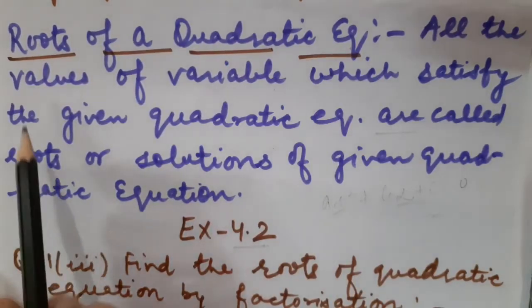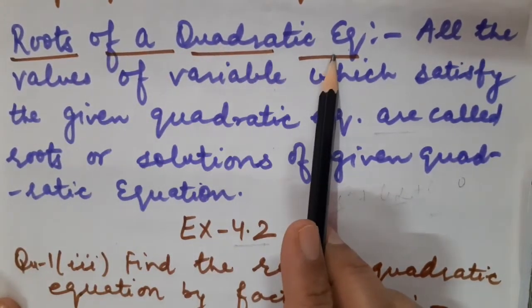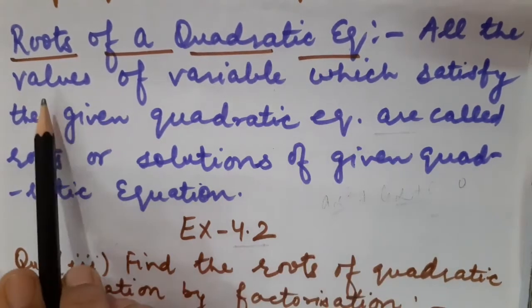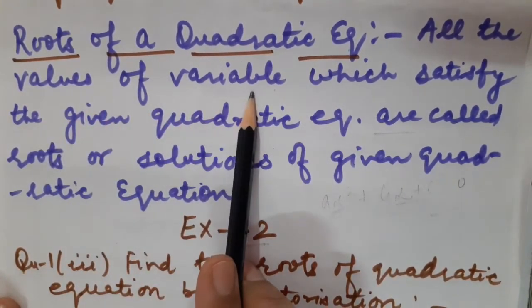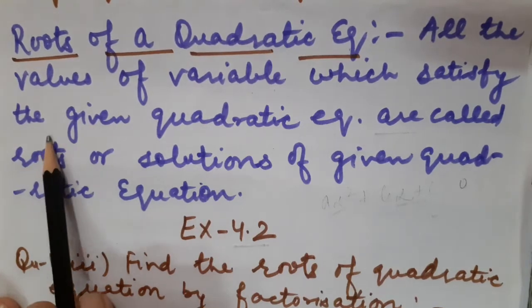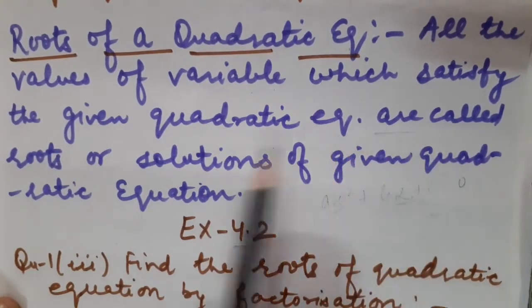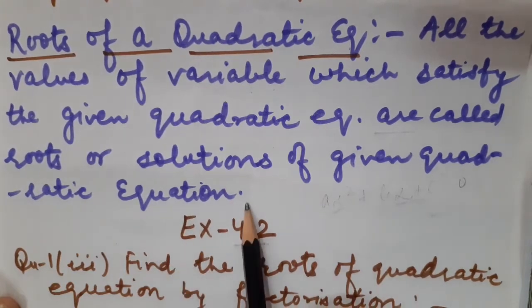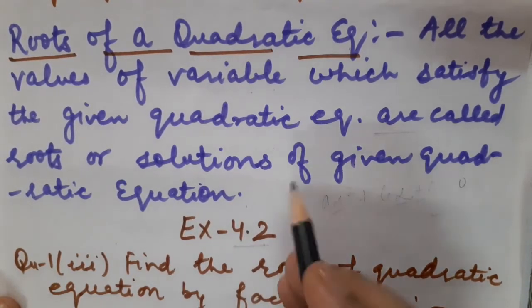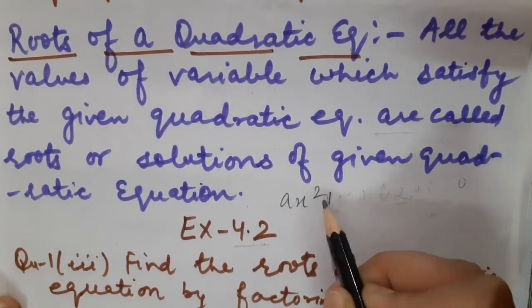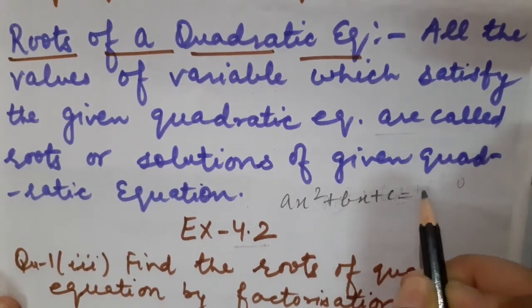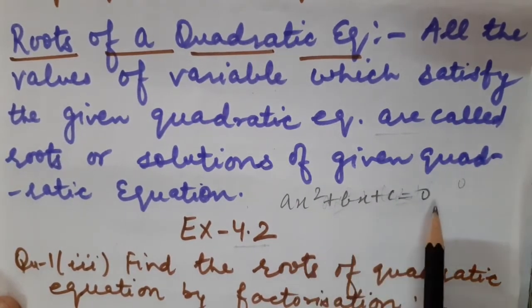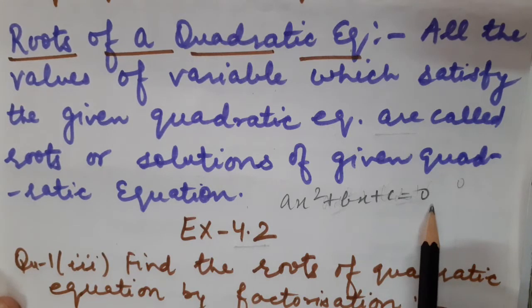Now our next topic is roots of quadratic equation. Children, always remember all the values of the variable which satisfy the given quadratic equation are known as the roots or the solution of the given quadratic equation. Correct, children? For example, ax square plus bx plus c is equal to 0. This is the generalized form of a quadratic equation.